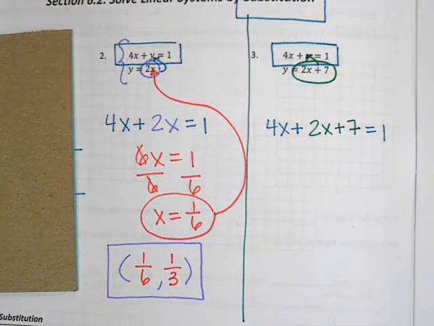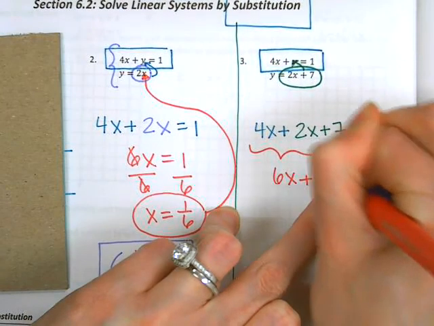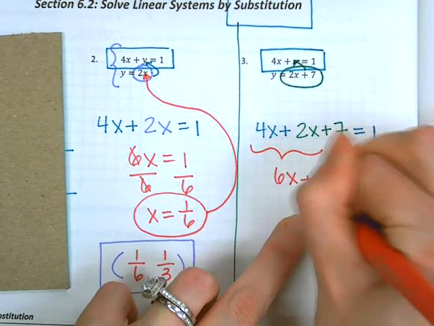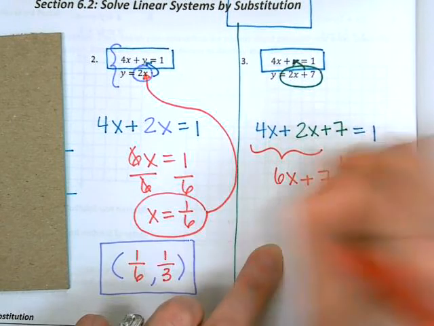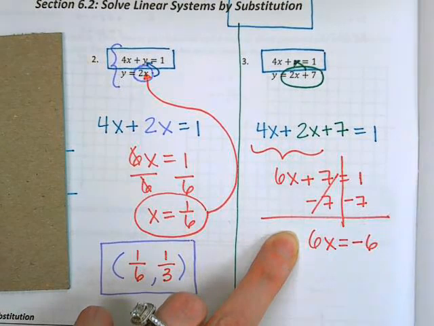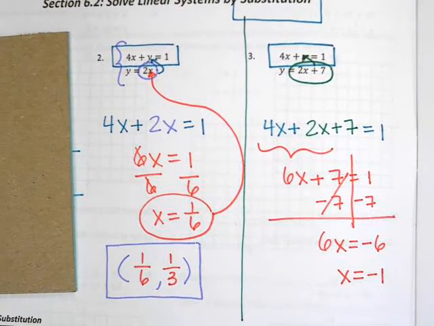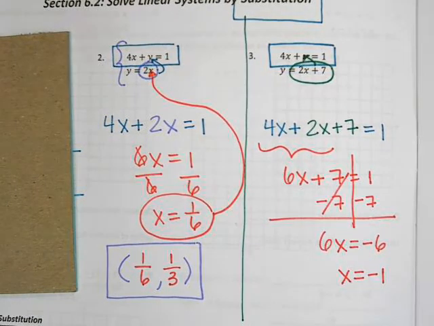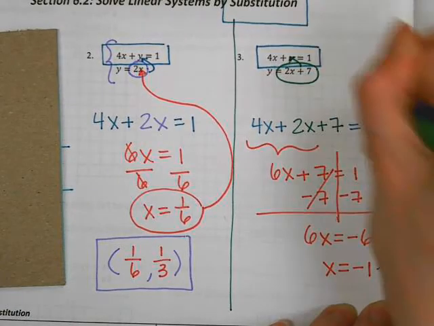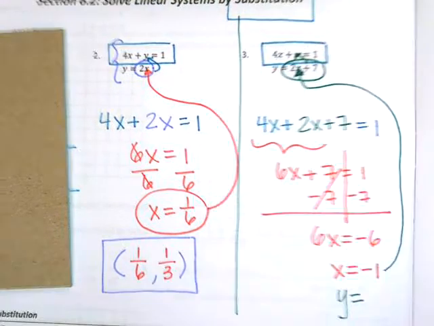And again, this part now is just solving for x. So if we add like terms, we have 6x plus 7 equals 1. And then if you subtract the 7 to the other side, we get 6x equals negative 6. And then if you divide both sides by 6, x equals negative 1. But now we have to find y, so we just plug it back in. So if x is negative 1 and we plug it back in, we can find y.